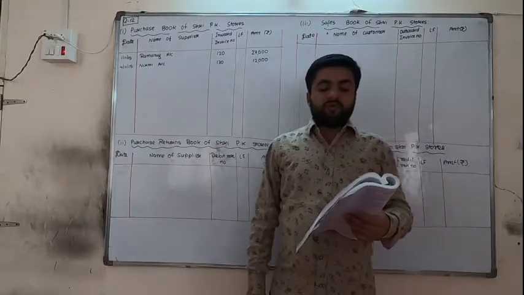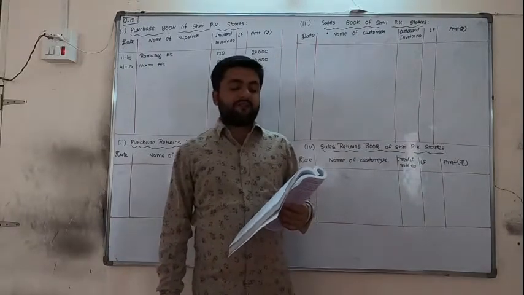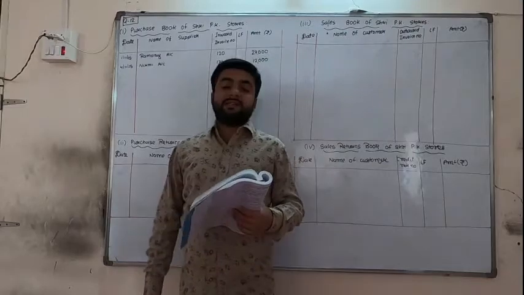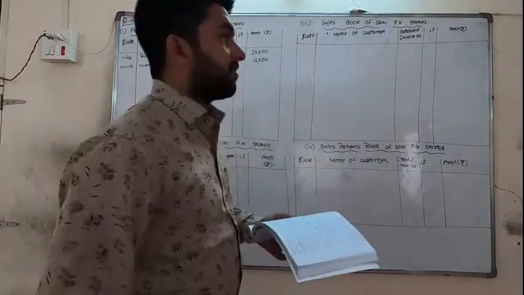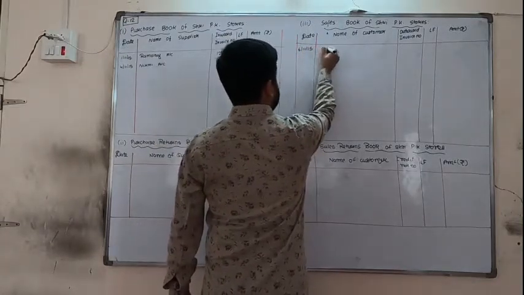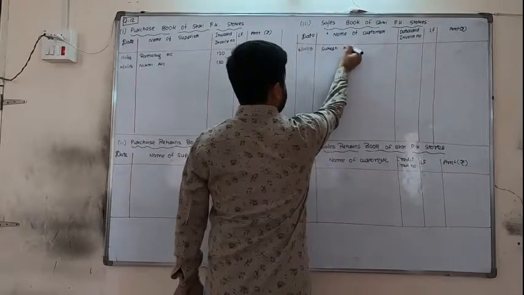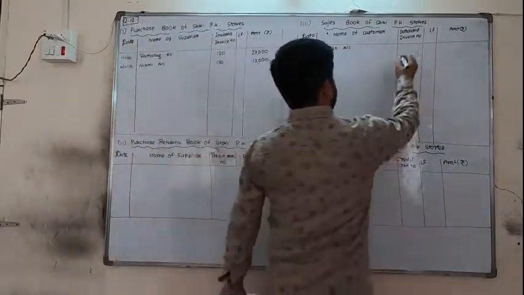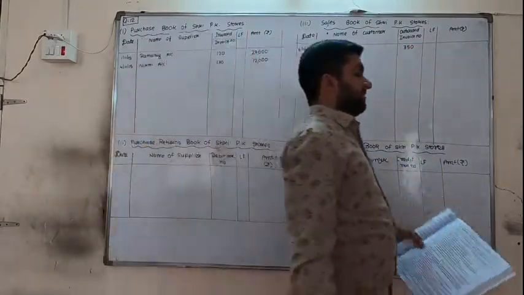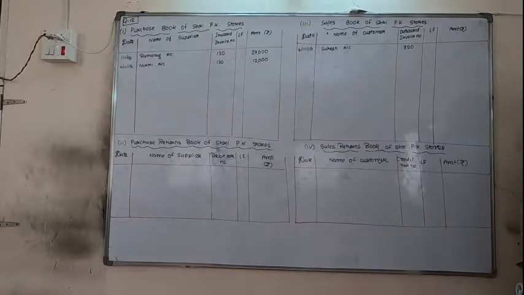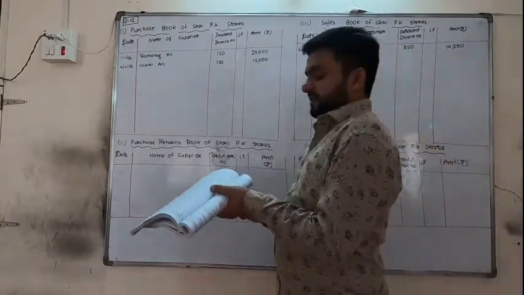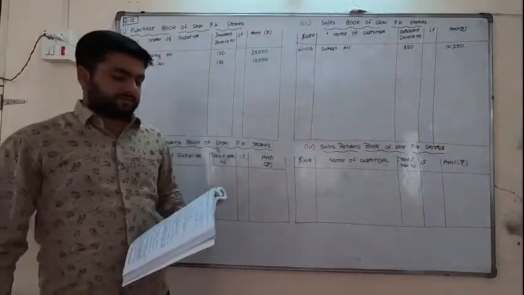6th November, sold goods of 15,000 to Suresh at 5% trade discount and 3% cash discount under bill number 350. So we are selling the goods to Suresh on credit, so we will record in the sales book on 6th November 15. So 6, 11, 15, Suresh account, bill number is 350. Then 15,000 minus 5 percent is 14,250. Only consider trade discount, not the cash discount.